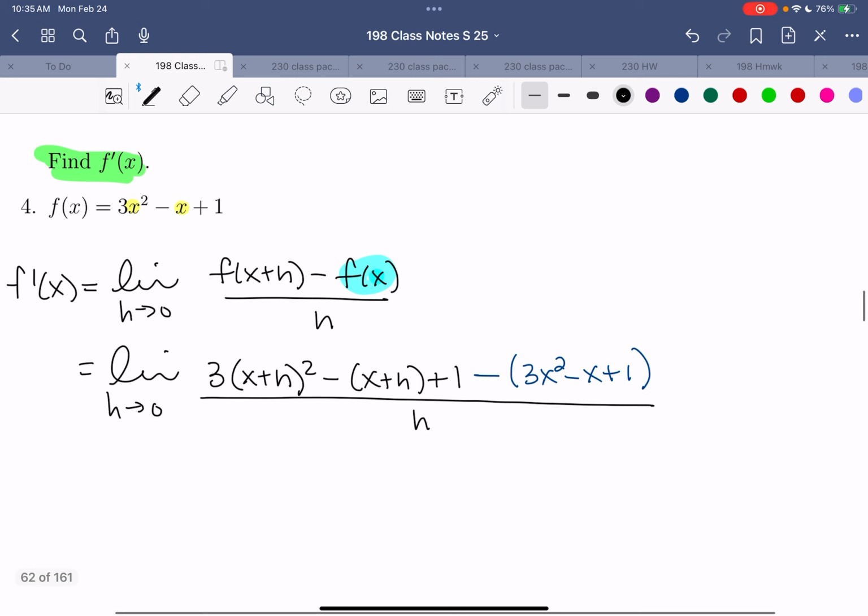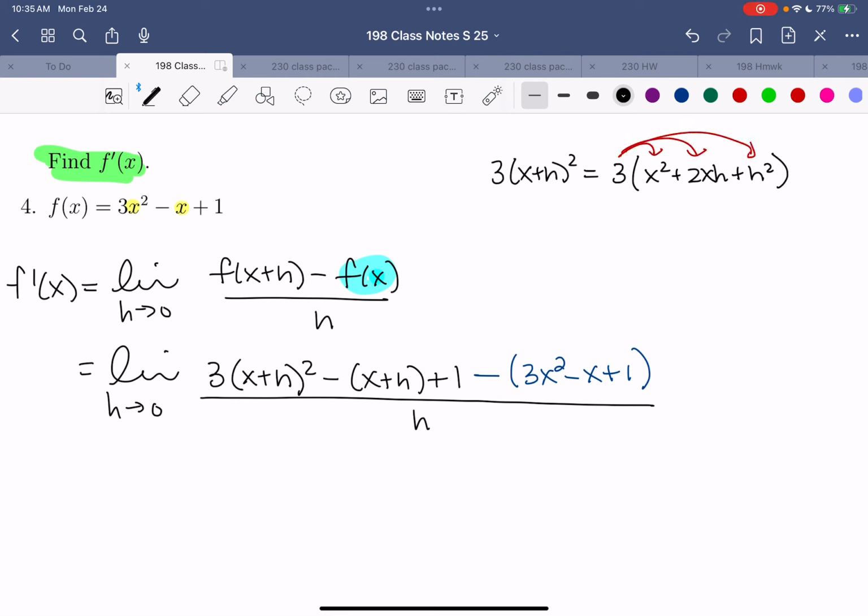Now, be aware that when you have 3 times x plus h quantity squared, because you square first, it is x squared plus 2xh plus h squared. You can get that either by multiplying out x plus h times x plus h, or our rule of thumb when we square something: we square the first term, square the last term, multiply them, and double. So that's where the 2xh comes from. Then we're going to go ahead and distribute the 3.